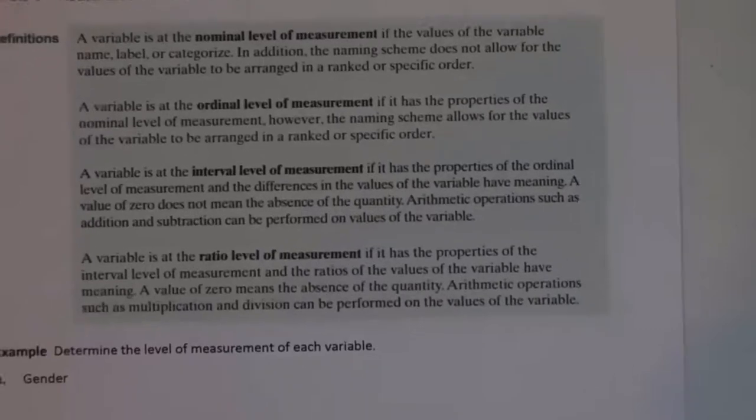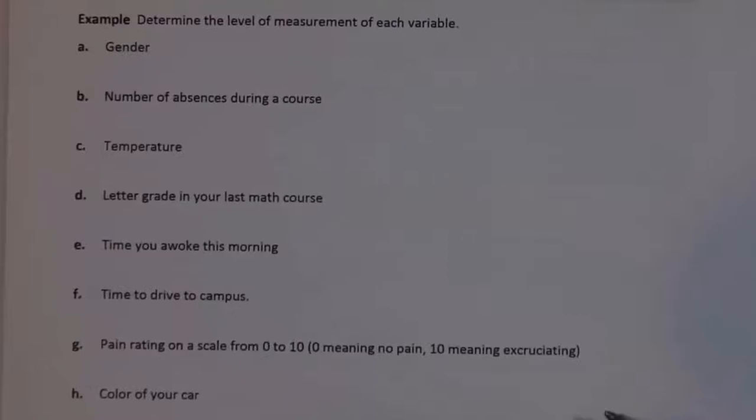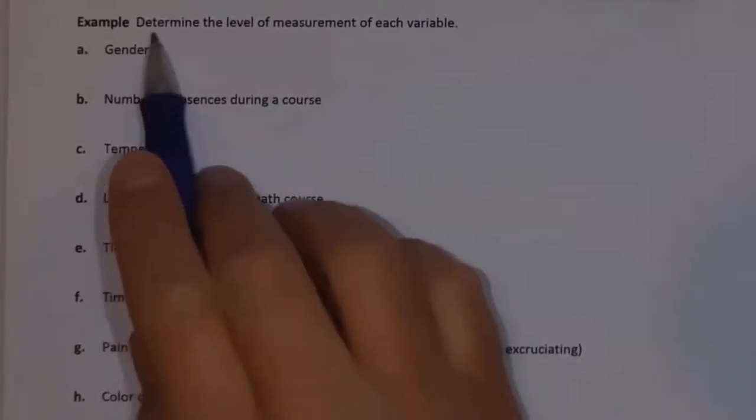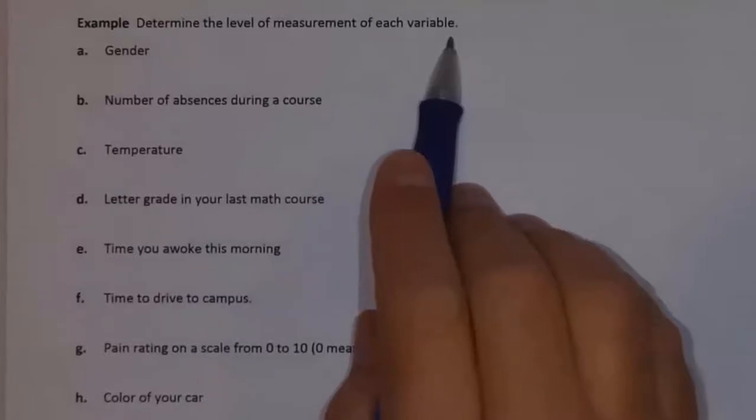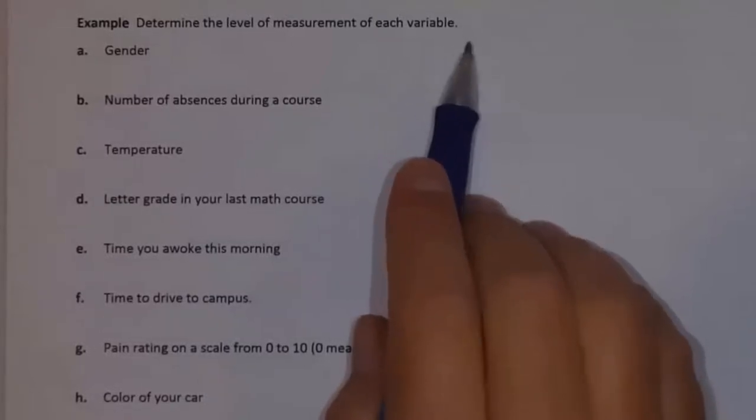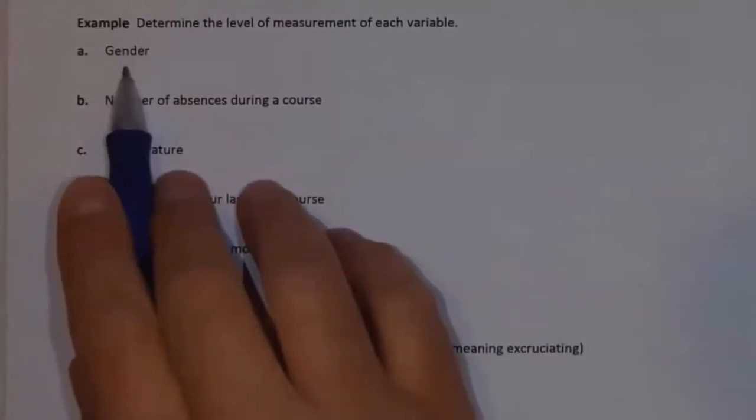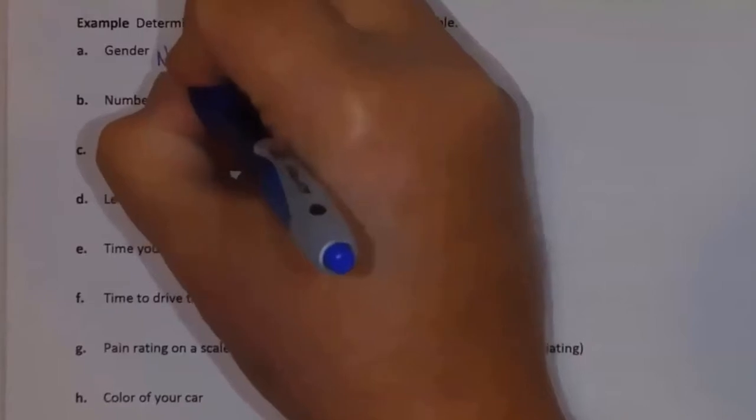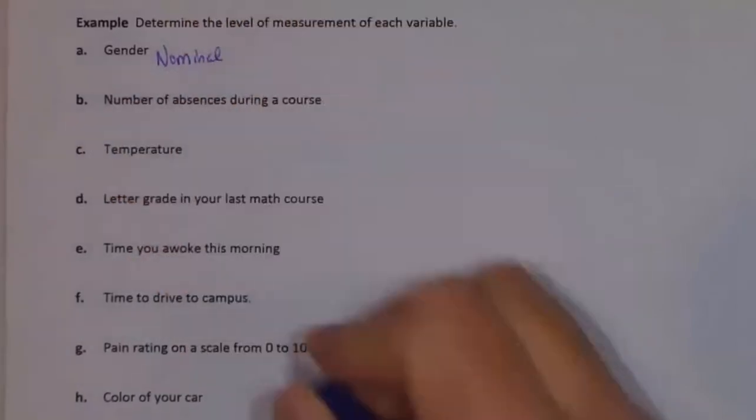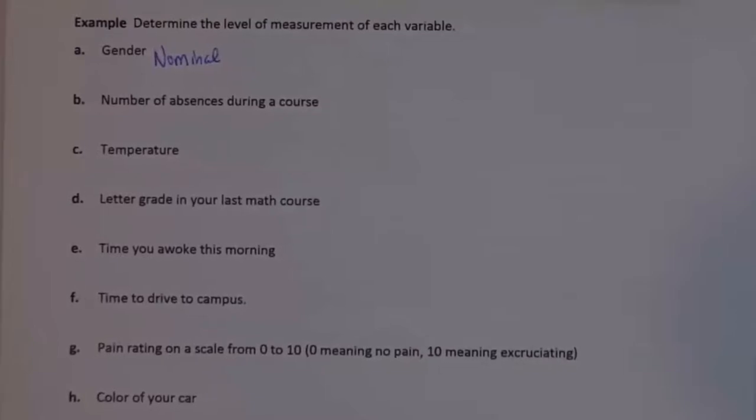So let's take a look at this example, which again is going to be using these levels of measurement. So determine the level of measurement of each variable. So again, our answers here are going to be nominal, ordinal, interval, or ratio. So gender. So there's no order, right? So the best you can do is categorize someone by gender. There's not a quantitative aspect of that.